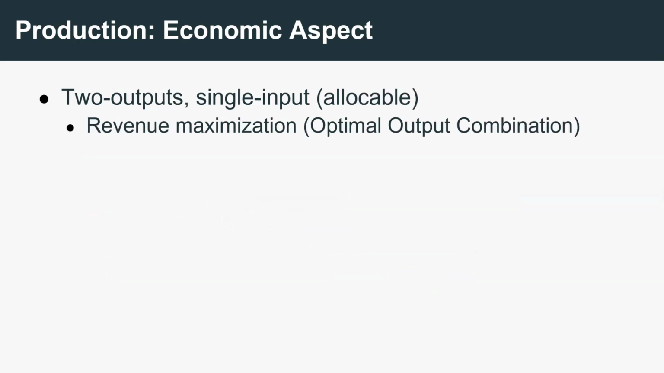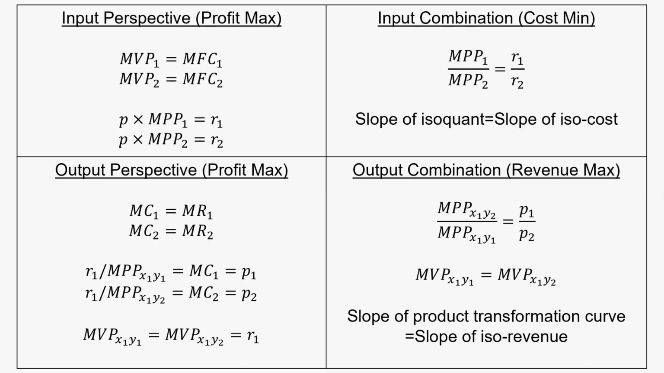And when there's 2 outputs, single input case, we did revenue maximization, and we also did profit maximization. And here, the revenue maximization is analogous to the cost minimization problem that we did for the 2 inputs and single output case. So I put together all of the optimality conditions in this one slide, and let me explain what they are. I hope this will help you sort out all of those optimality conditions.